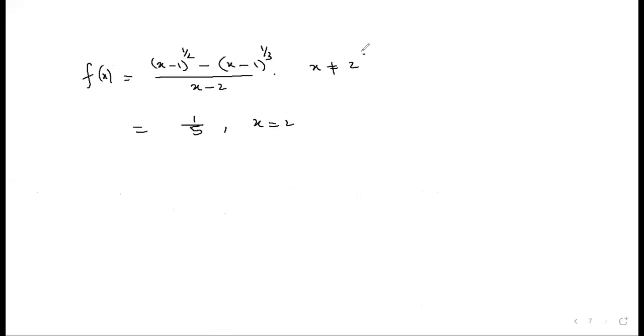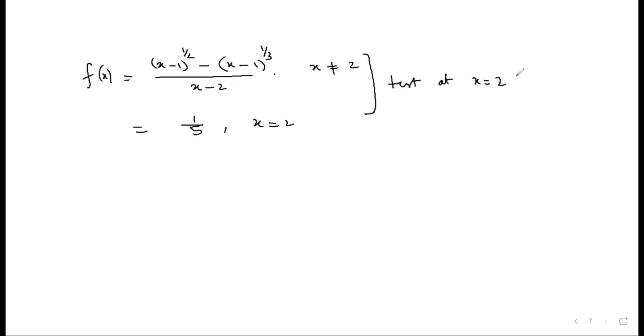f of x is equal to x minus 1 raised to 1 by 2 minus x minus 1 raised to 1 by 3, divided by x minus 2, for x not equal to 2, and equal to 1 by 5 for x equal to 2. And you've got to test at x equal to 2.